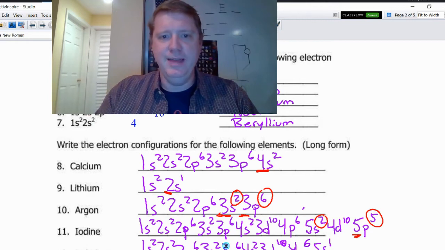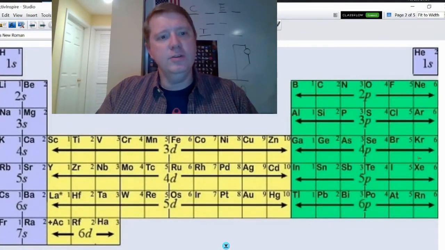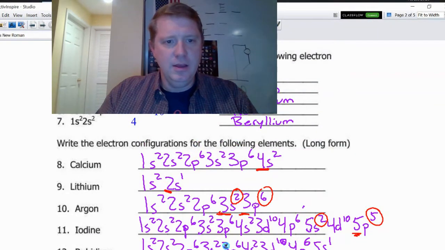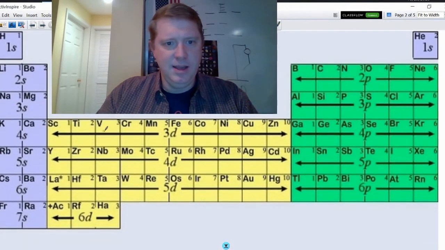If you know how the periodic table is arranged, here's the periodic table, we can also identify the elements pretty easily. And let's do that last one, that vanadium one that I struggled with, 1s2, 2s2, 2p6, 3s2, 3p6, 4s2, 3d10. Let's look at that one. And vanadium is right here.